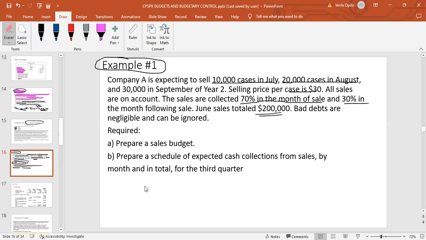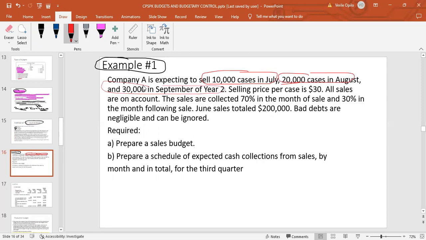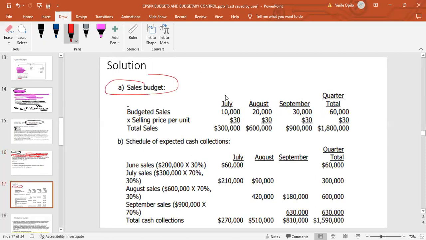In this case, the sales budget will be showing how many units the business intends to sell in each and every month. So we'll have a budget for July, for August, and for September. This budget is going to include the quantitative amounts and also the monetary amounts. So we will create what we call the sales budget, with a column for each month that we have been provided with: July, August, September, and then the total for the quarter.